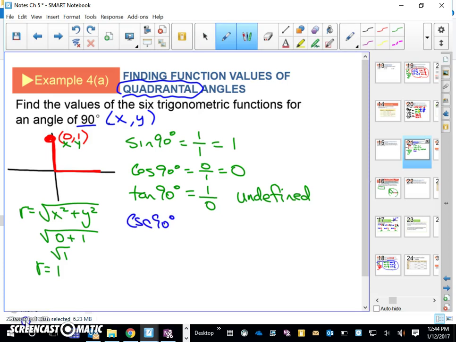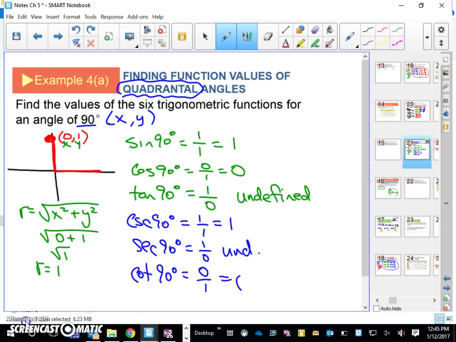Cosecant 90 degrees. We're taking the reciprocal of the sine number. It's going to be r over y. 1 over 1. And secant 90 degrees is going to be the reciprocal of cosine. Reciprocal of cosine is going to be r over x. 1 over 0 is undefined. And cotangent 90 degrees is going to be the reciprocal of tangent. 0 over 1 is 0. Same thing. Find the values of the 6 trig functions. There you go.